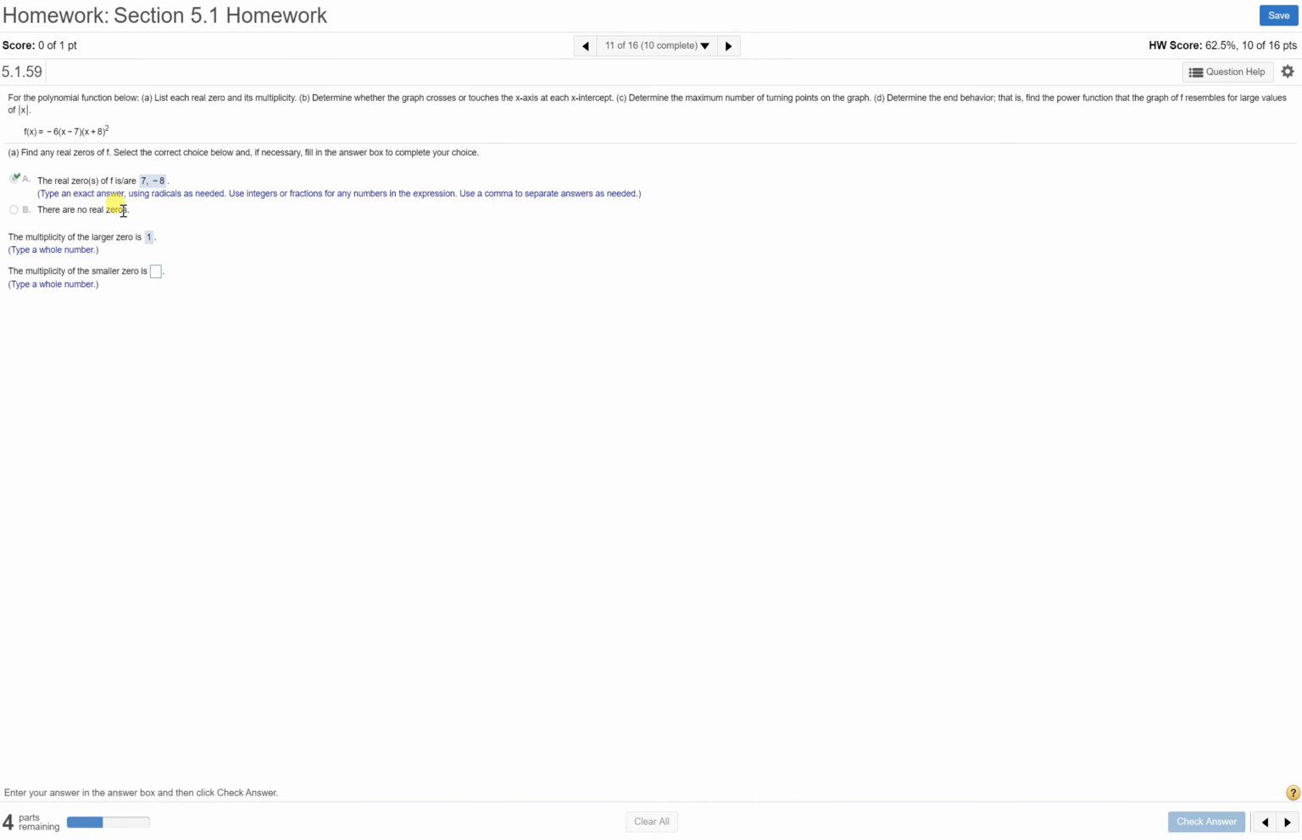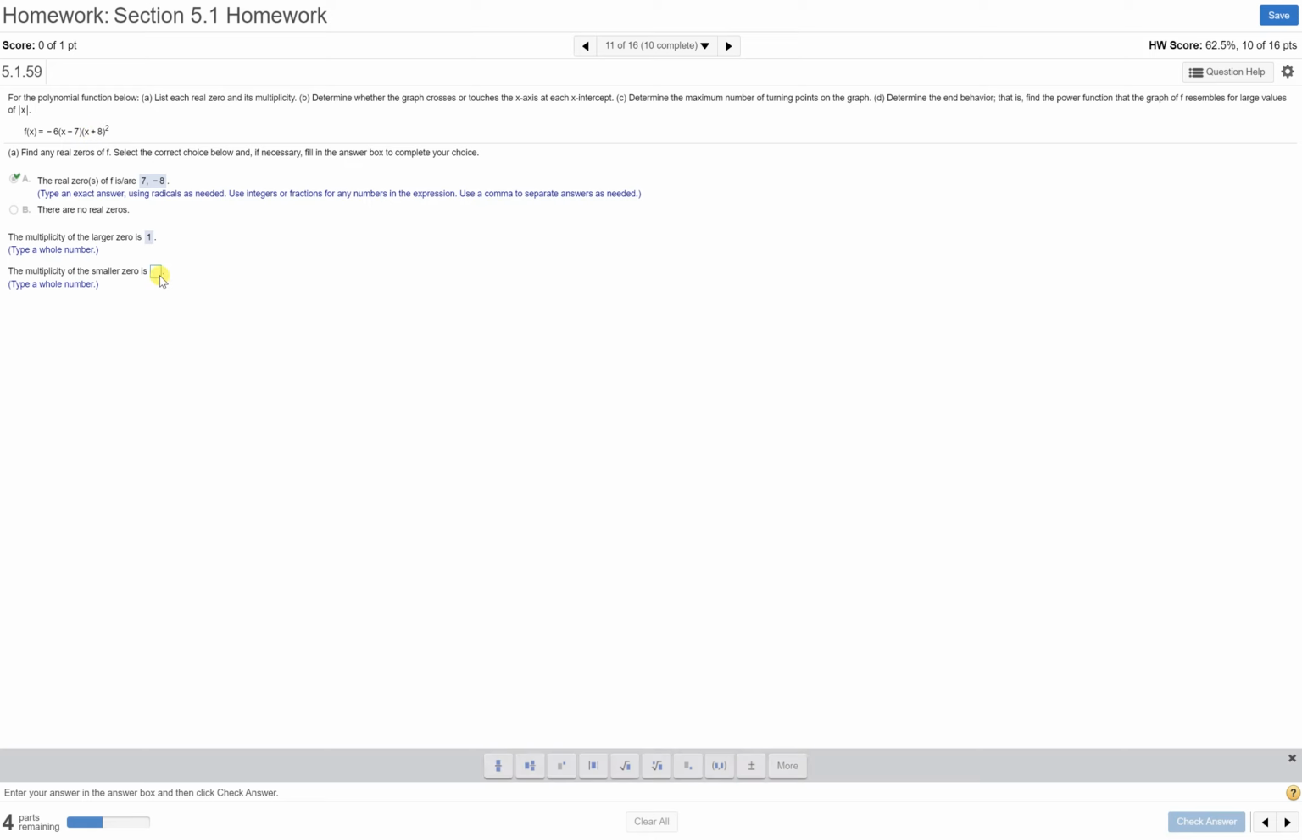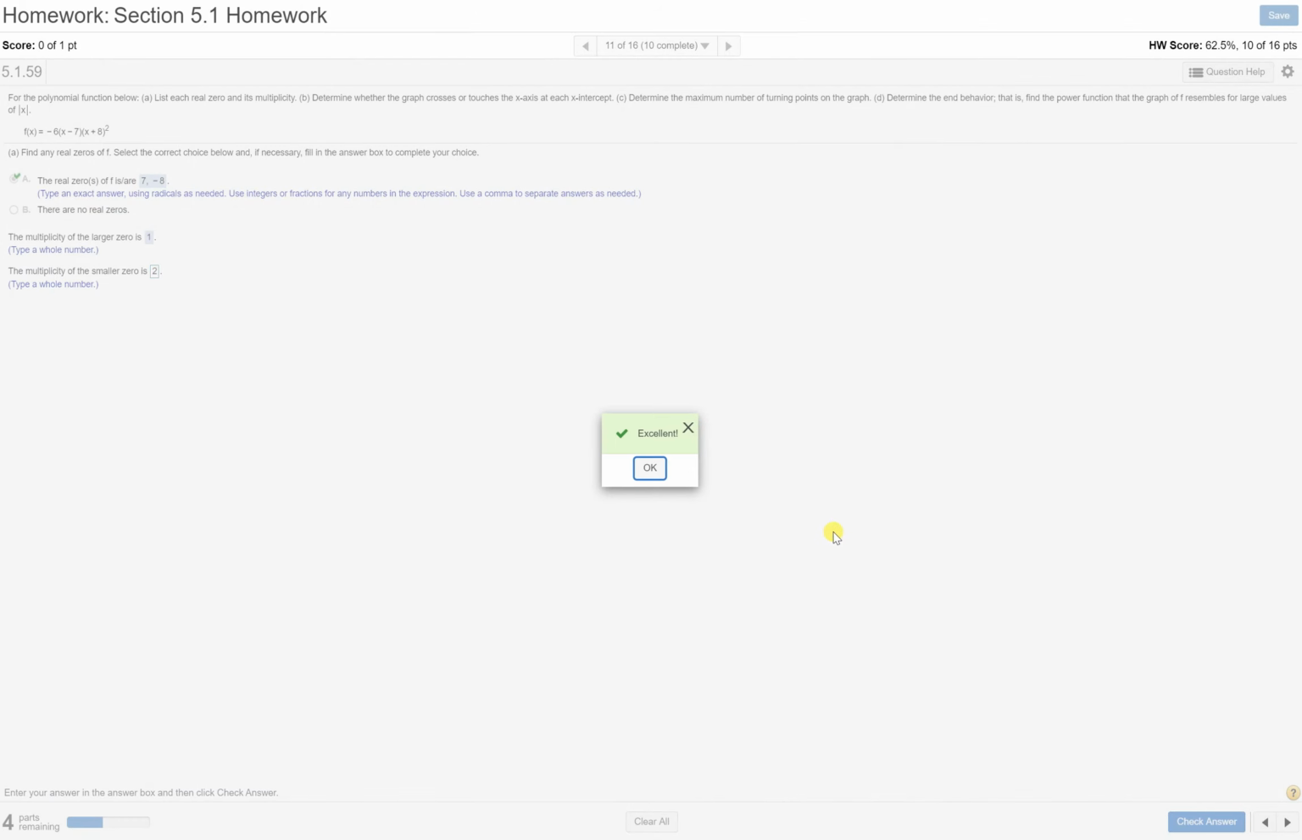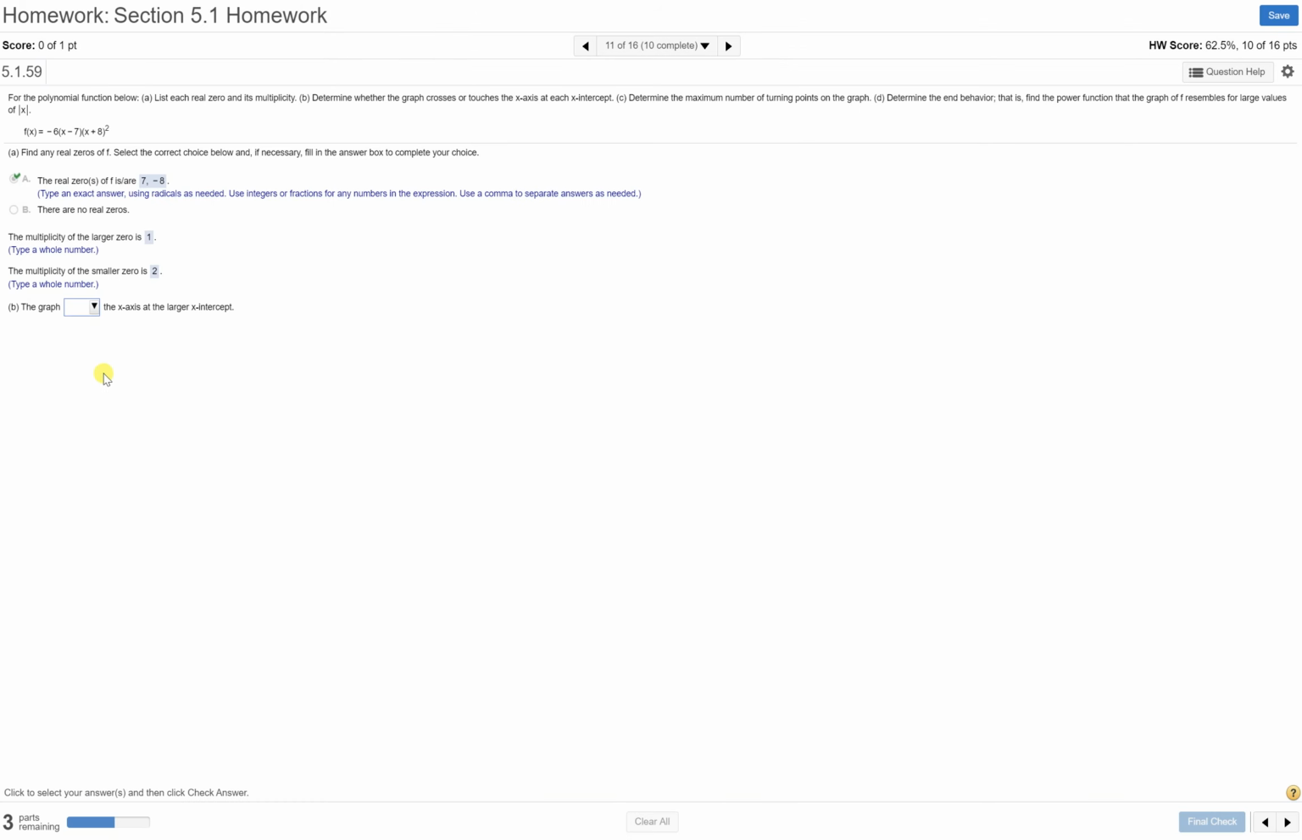Multiplicity to the smaller zero. So out of these two answers, -8 is the smaller zero, and that came from this factor. And that factor has a power of 2. So the multiplicity is 2. Alrighty. Excellent. Now it says here the graph blank.